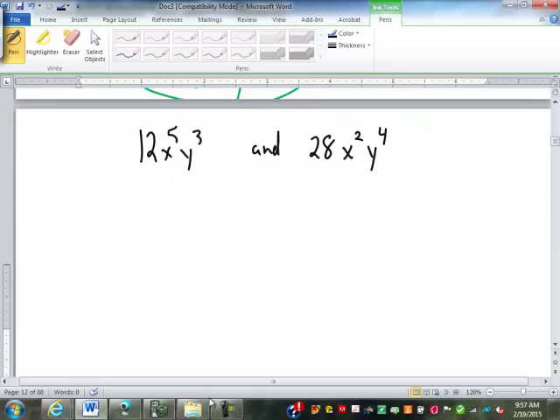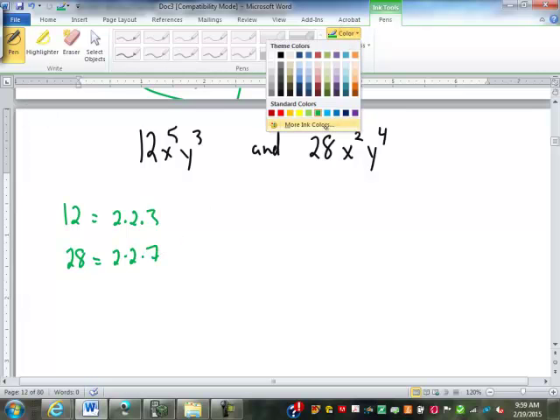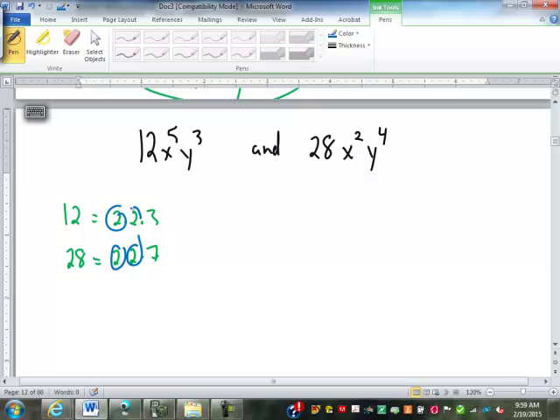You guys try that one. So let's take a look. Now for the numbers, I'm still going to factor. Just get the numbers. 12 is 2 times 2 times 3. 28 is 2 times 2 times 7. So we have a 2 and a 2 in common. Here's a 3, so we need a 3 down here. There's a 7, we need a 7 up there. So it looks like 84 is going to be the number that's our least common multiple. 84, x to the 5th, y to the 4th. Very good.